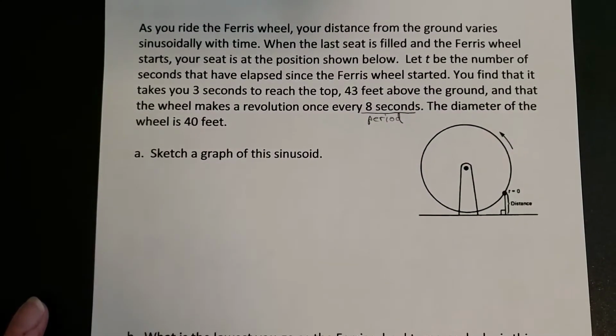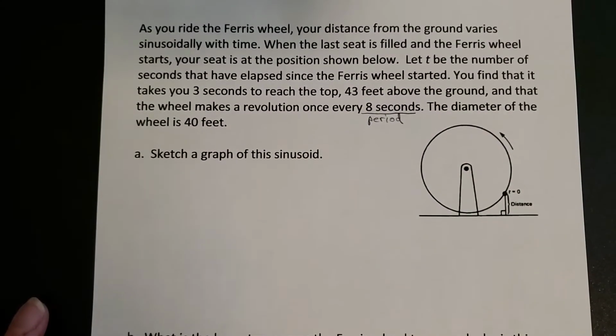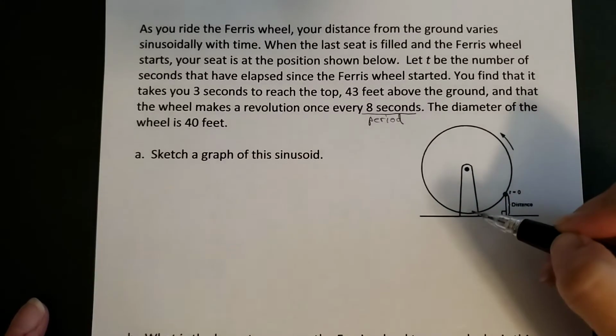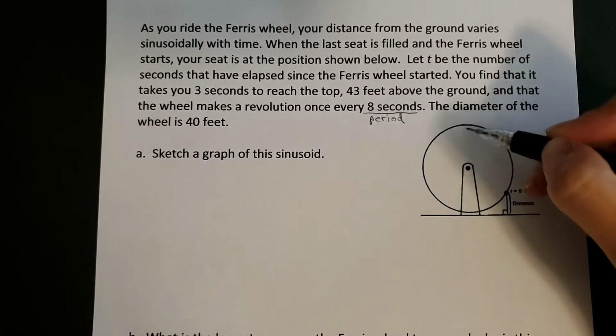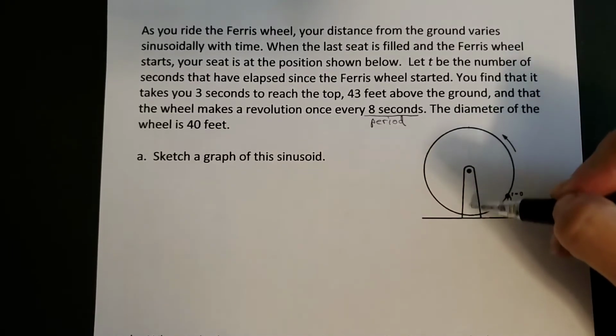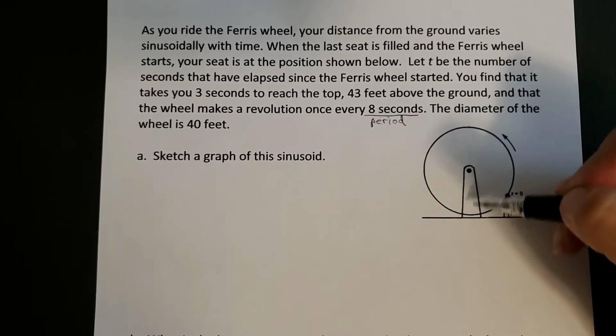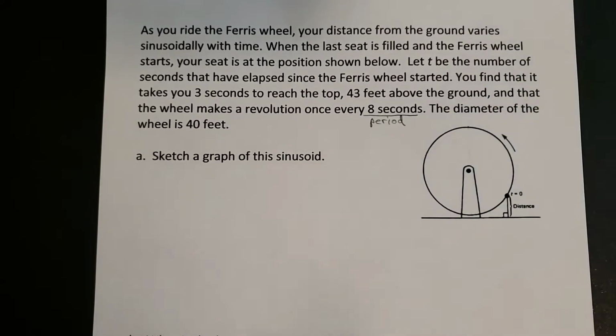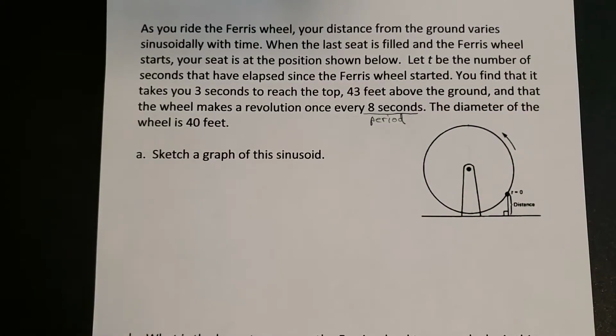And the diameter of the wheel is 40. So from here all the way to the top, that's a distance of 40. So that's going to be something with that stretch, that amplitude. Now, the amplitude's not 40. We're going to have to figure out what that is. So what we're going to do is we're going to begin to sketch out the information that it's told us. It's a sketchograph of the sinusoid.